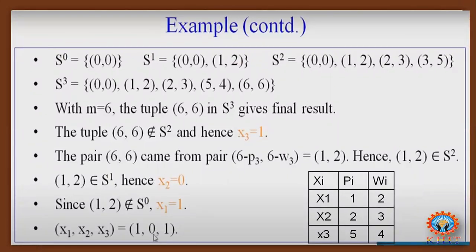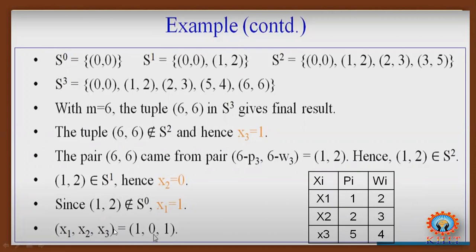Now if you observe clearly, the value of x3 equal to 1 means that I am taking the complete third item and placing it into the bag. I am not selecting the second item, that's why 0. I am selecting the first item and placing the complete item into the bag, that is 1. So finally the sequence of the first, second and third items is 1 0 1.